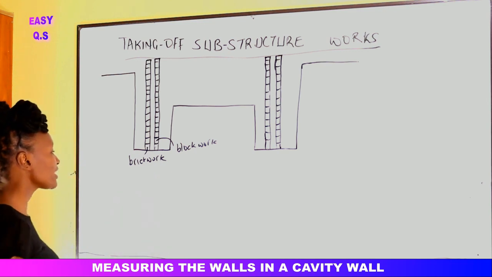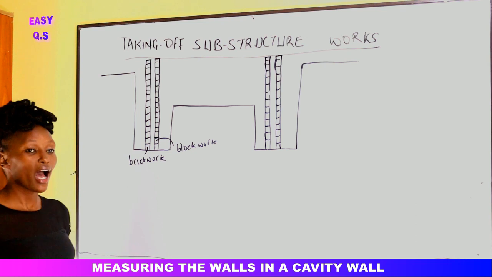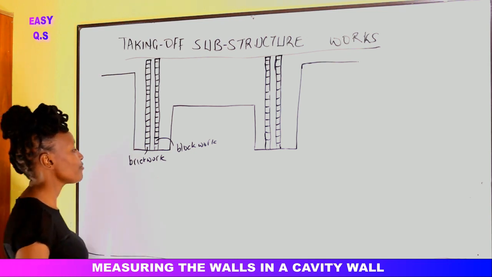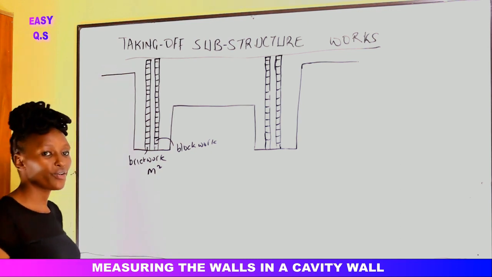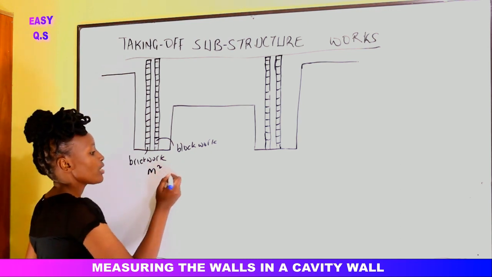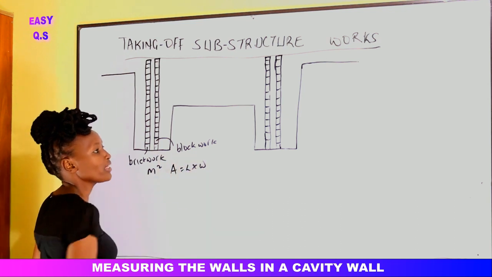Then we shall also come to the cavity. So we'll start with the external skin, which is the brickwork. How do we measure the brickwork? The NRM2 states that we should measure the brickwork in meters squared. Alright, so if we say meters squared, that is in area. Area is equal to length times width.